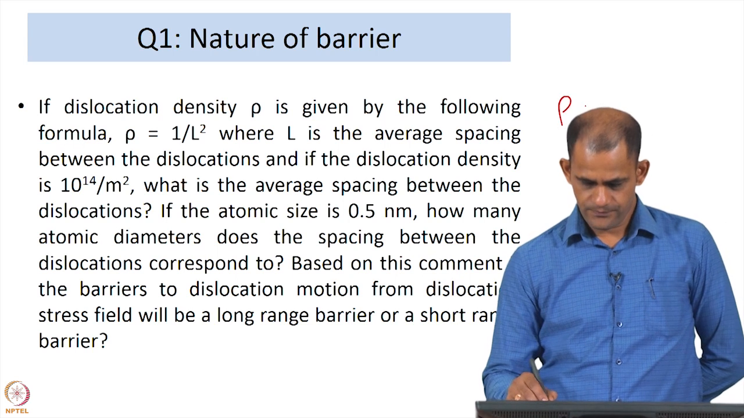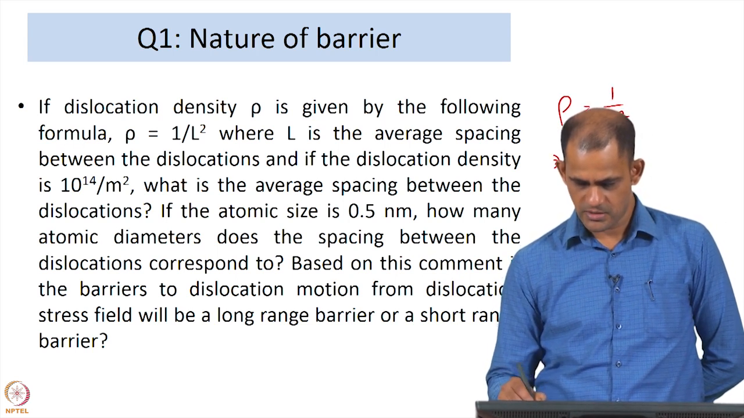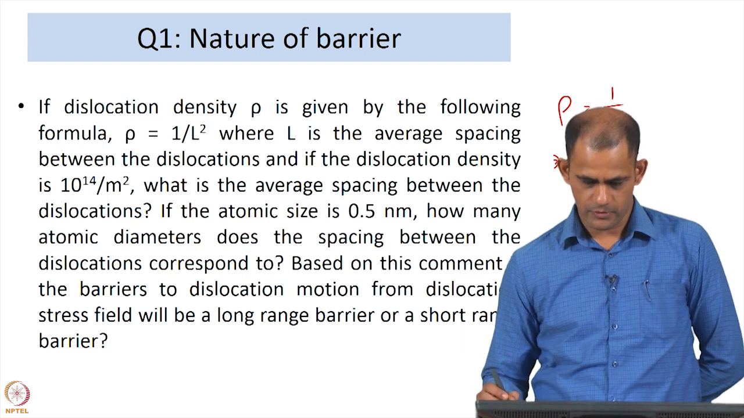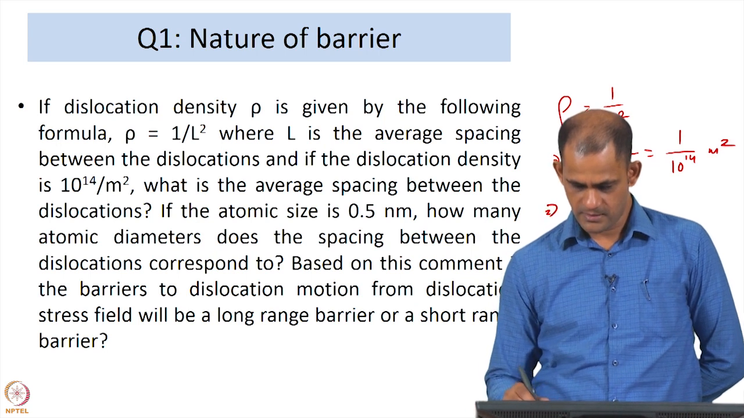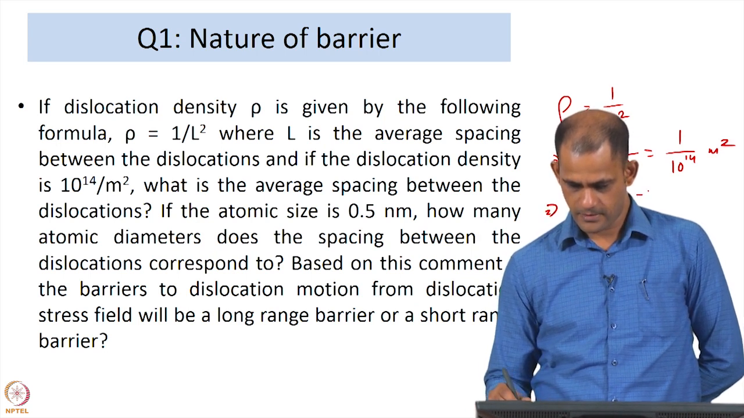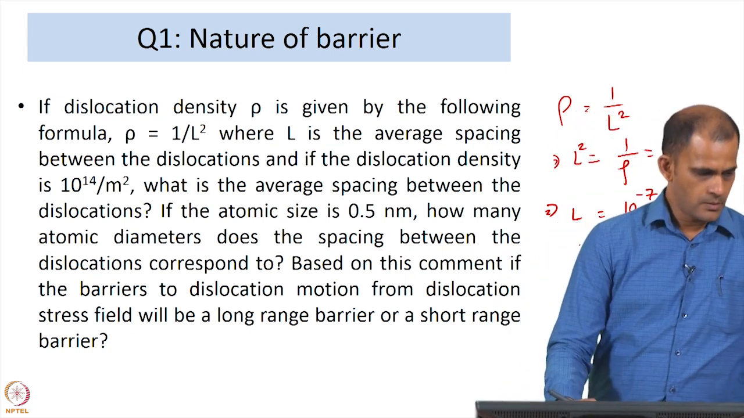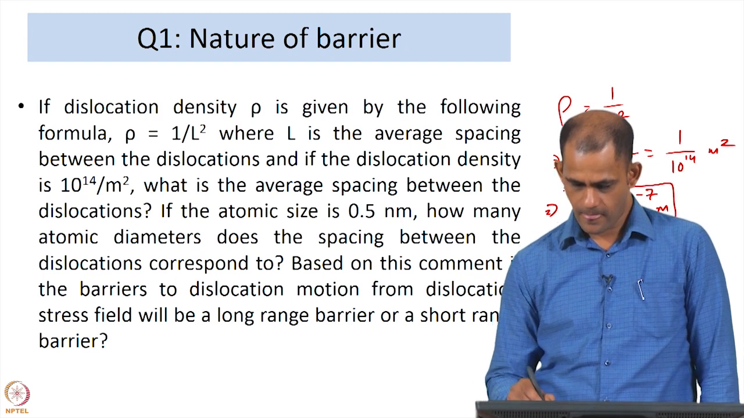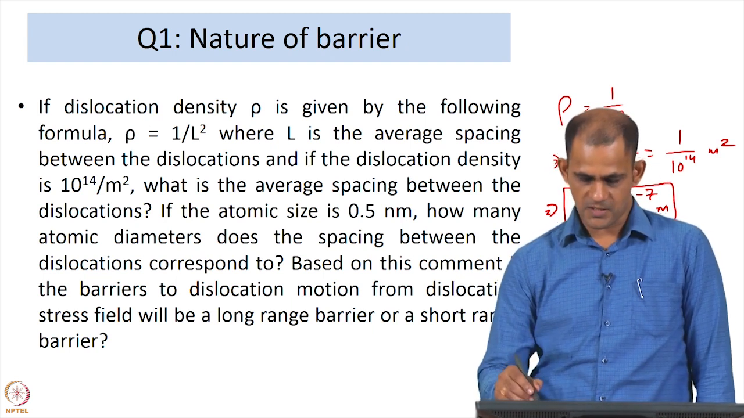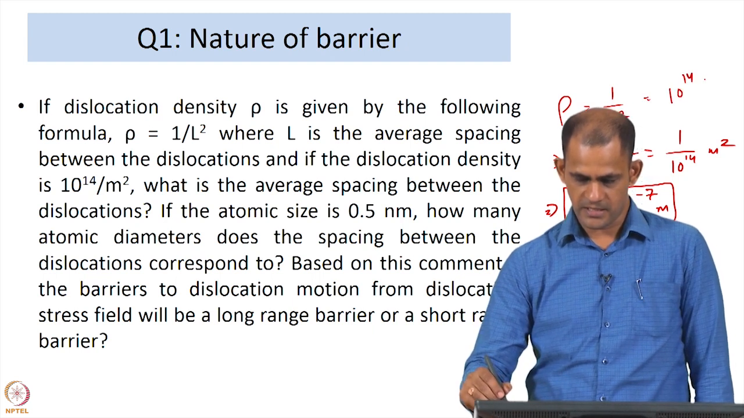So, since rho is 1 over L square, this implies L square is equal to 1 over rho. So, that is 1 over 10 to the power 14 meter square. This implies L is 10 to the power minus 7 meter. Now, this is the average spacing between the dislocations corresponding to that dislocation density.